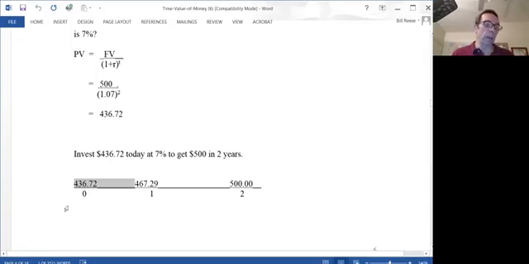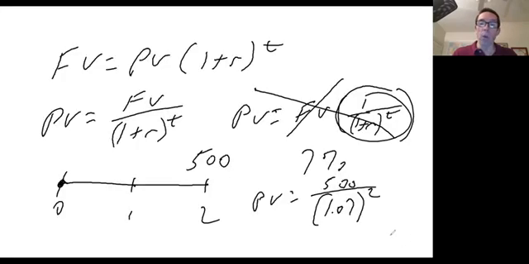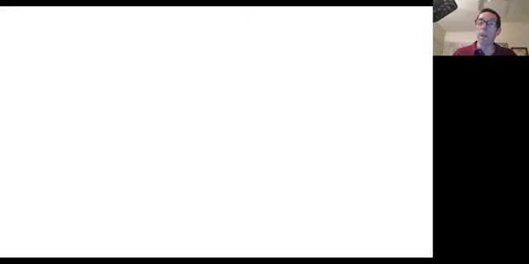Okay, let's do another example. Let's suppose I want to have $50,000 in 10 years and the interest rate is 9%. How much do I need? In other words, what is the present value of $50,000 to be received 10 years from today if 9% is the interest rate? But let's put a little twist in there. Let's just say 9% is the APR and we have monthly compounding.